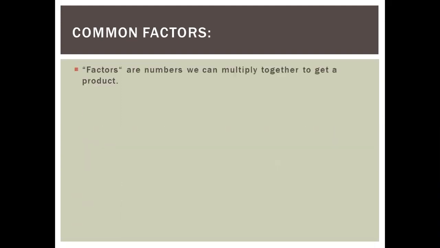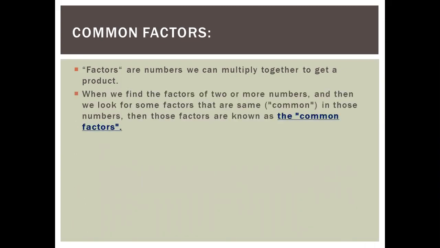Children, you know the factors are the numbers which, when we multiply, we get a product. Now, what are common factors? First, we are given two or more numbers. We will find out their factors and then we will find the factors which are common to the numbers. Let us see this in an example.